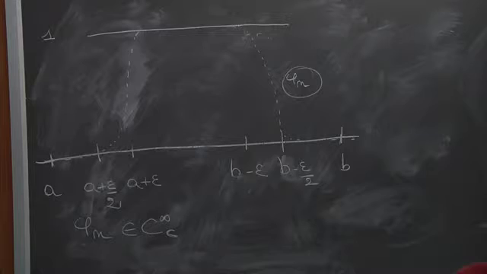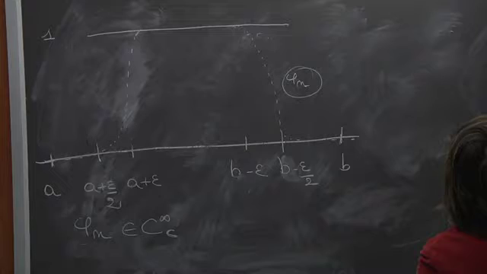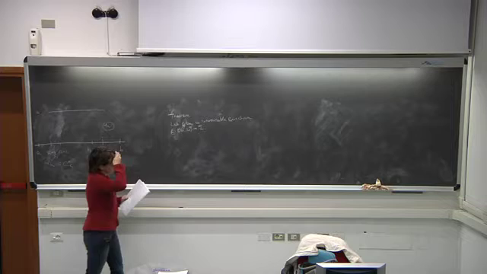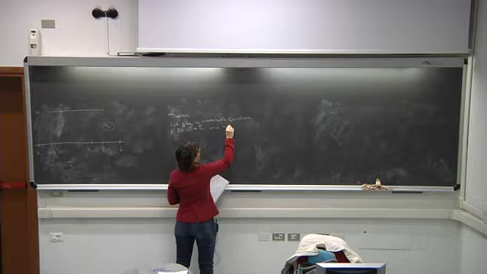Let f be a measurable function. You have to require that it must take infinite values, but we have to assume that the measure of the set where f is plus or minus infinity is zero.